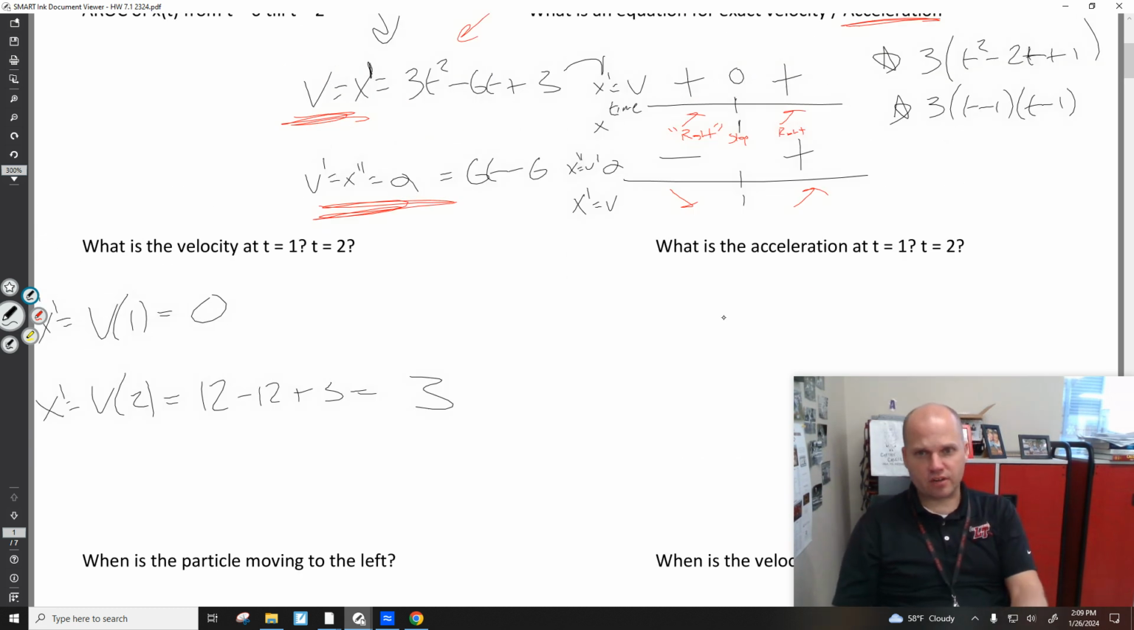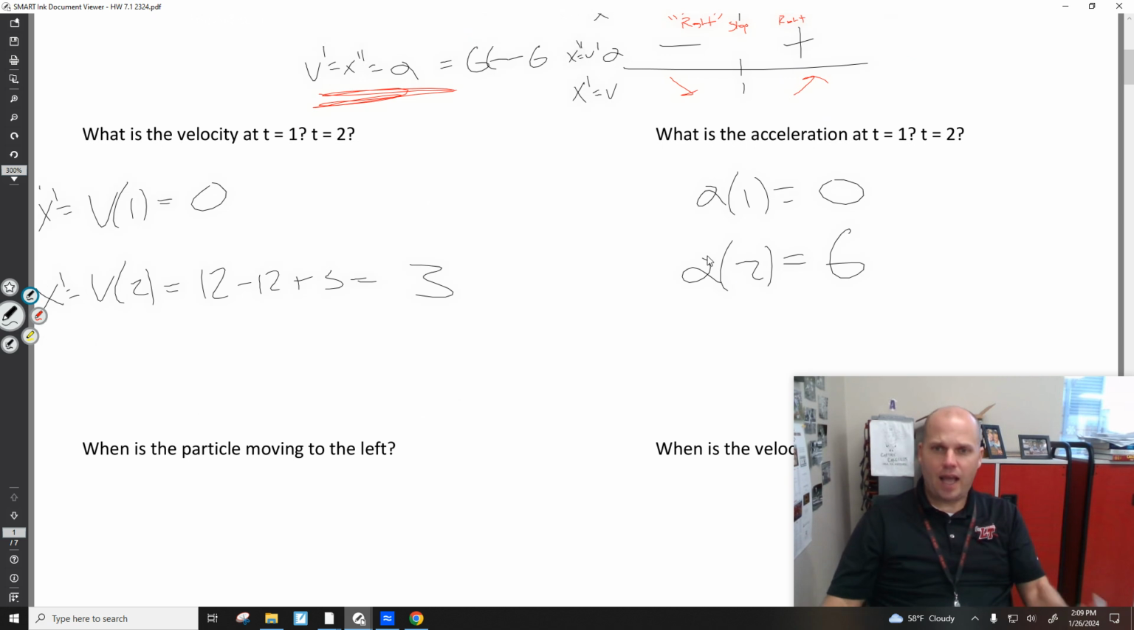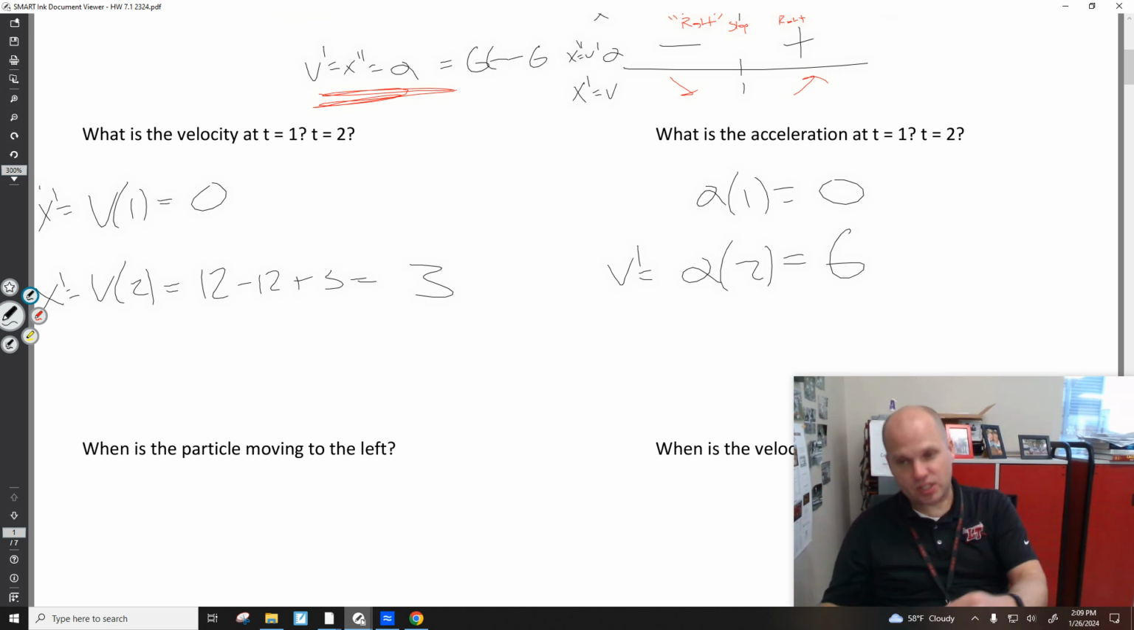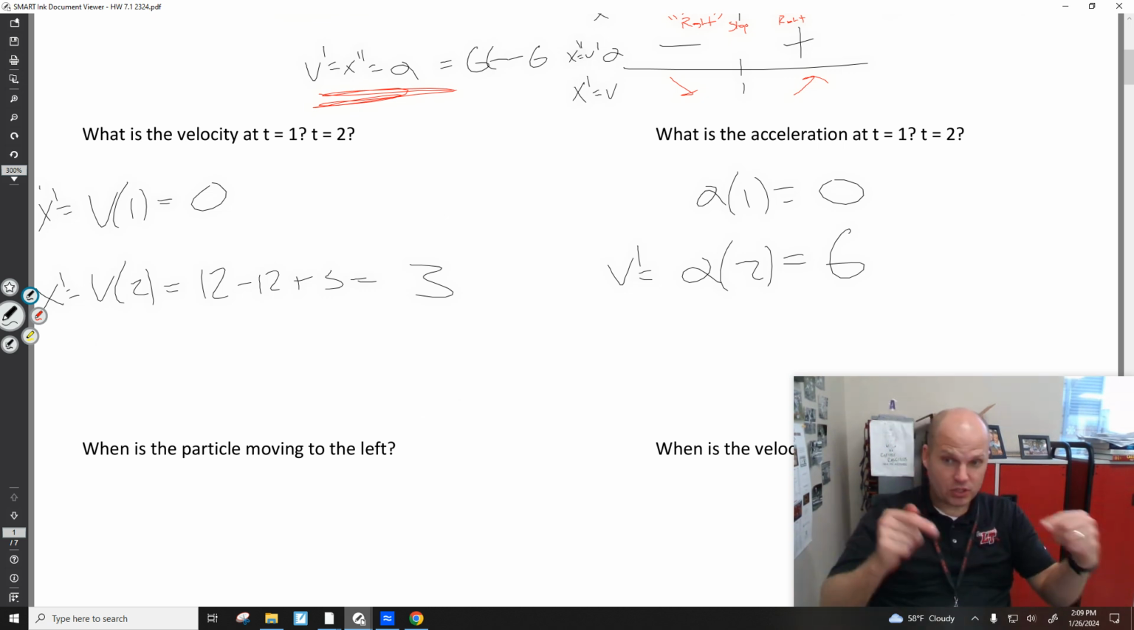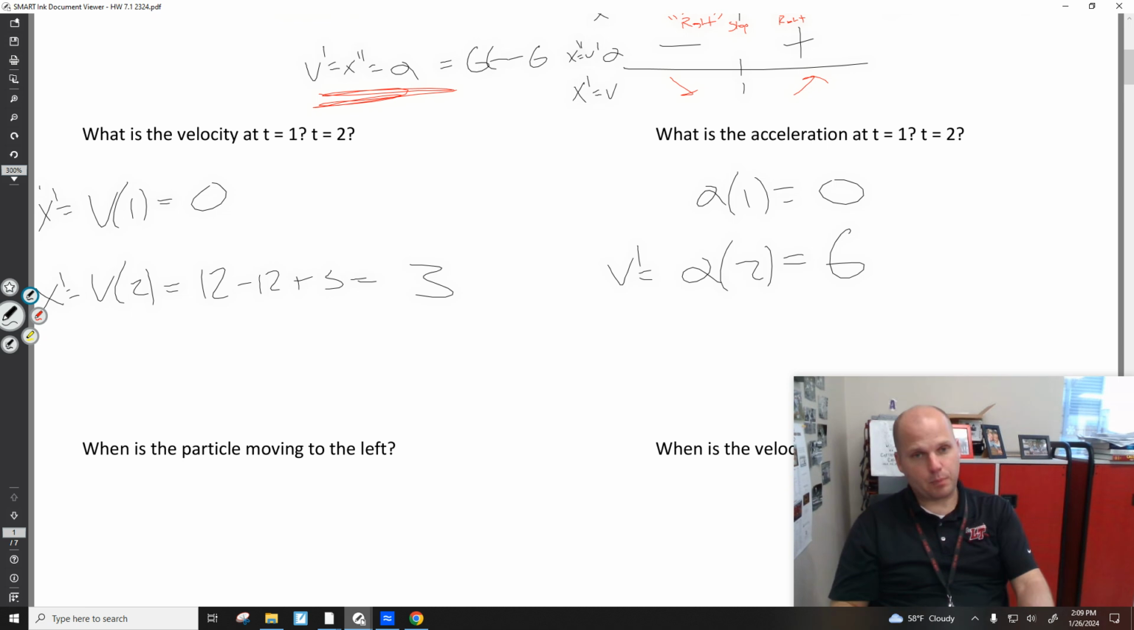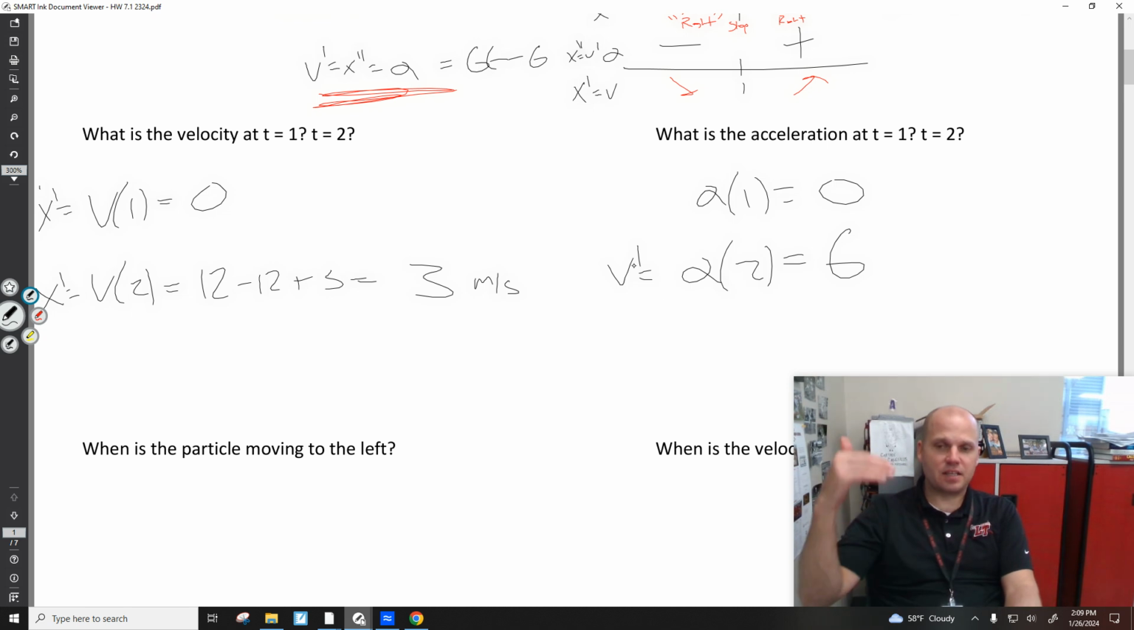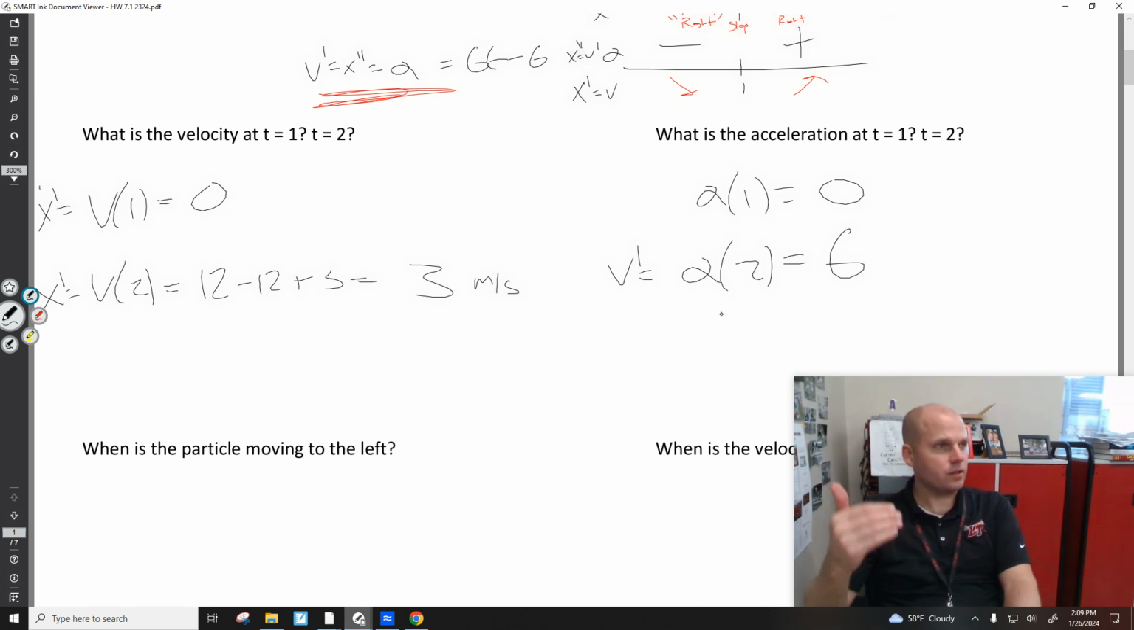What is the acceleration at 1? All right, the acceleration at 1 is 0. What's the acceleration at 2? The acceleration at 2 is 6. At time equals 2, my velocity is increasing at 6 meters per second squared. It's probably important to say that my position is in meters, so taking the derivative would be meters per second with respect to t. If my velocity is meters per second, taking the derivative would be meters per second per second.